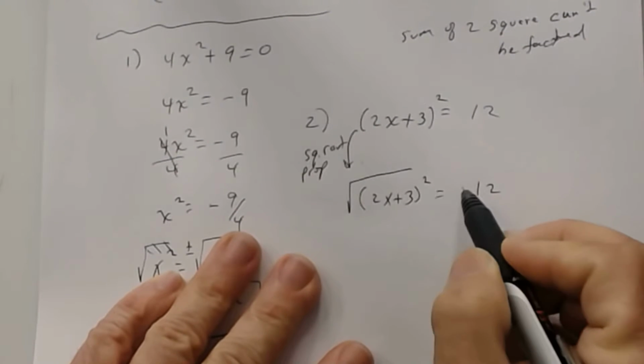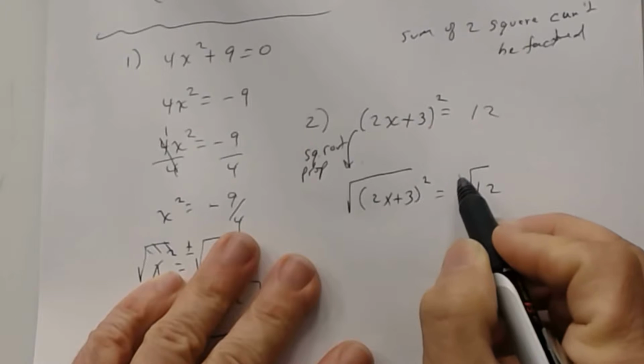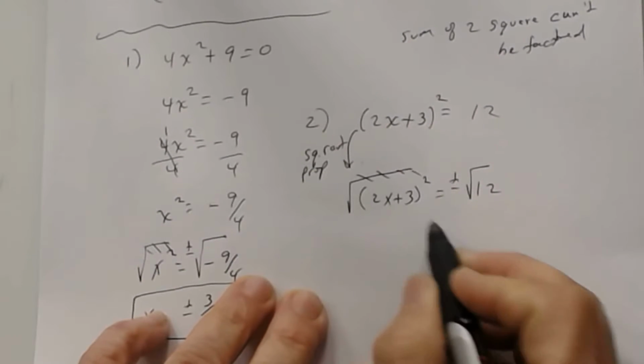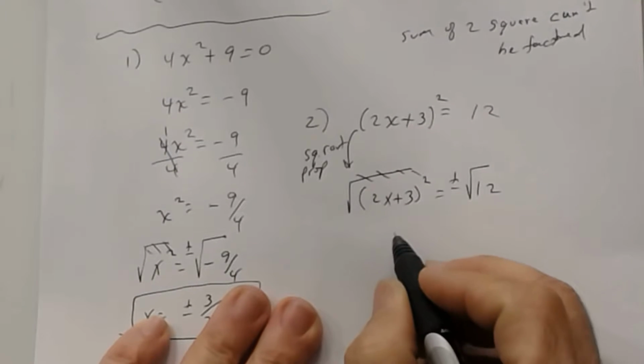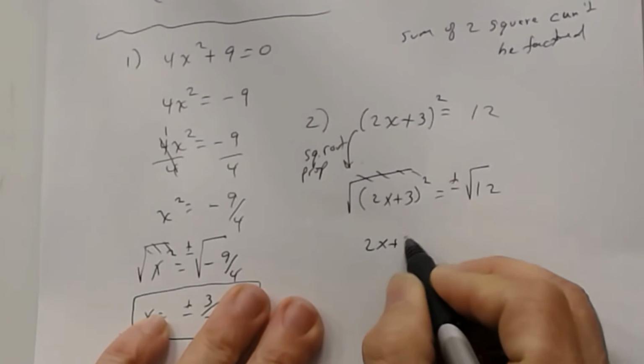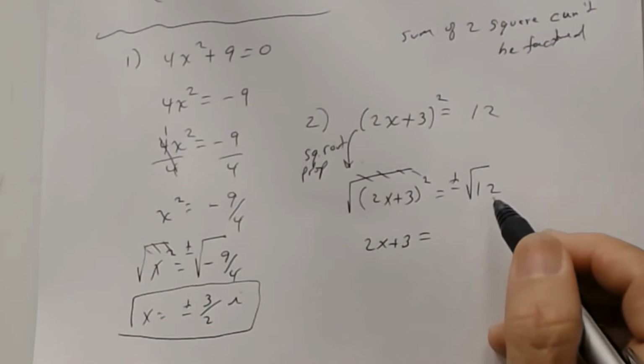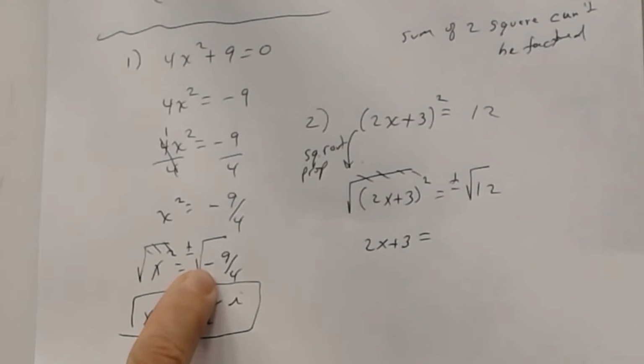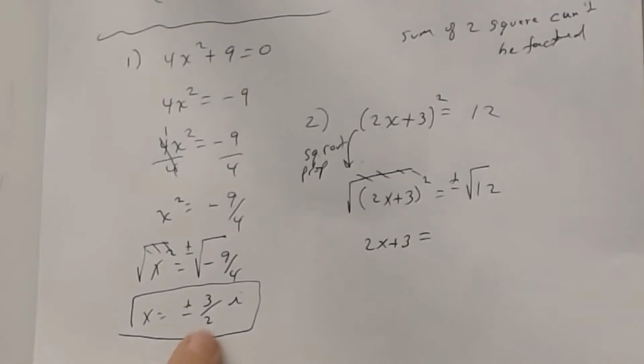So square root, what else do I need? Plus or minus. Okay, so the square and the square root undo each other. So what expression is left on the left? 2x plus 3 equals. Now remember, don't forget that negative was here. 9 and 4 would be what kind of numbers? Perfect squares. So that's why when you took the square root, you got this nice 3 halves.